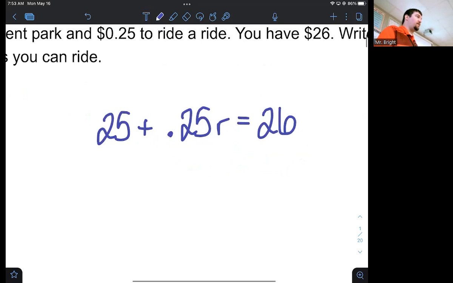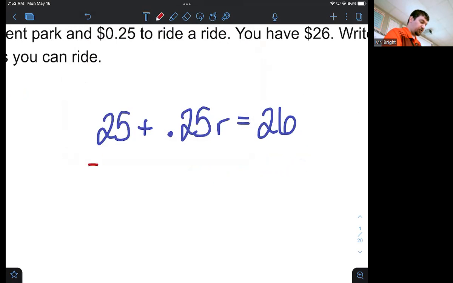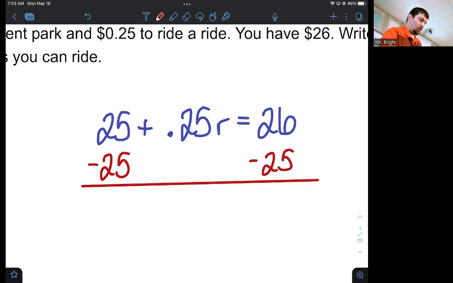To solve this equation and get R by itself, what's the first number I would want to move away? The 25 or the 0.25? The 25. That makes sense because chronologically, the first thing we did was buy our entrance into the park. Immediately after we buy our entrance, how much money are we left with? $1. So 0.25 R equals 1.